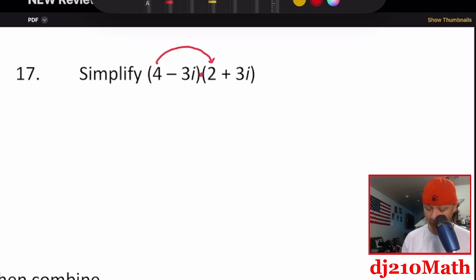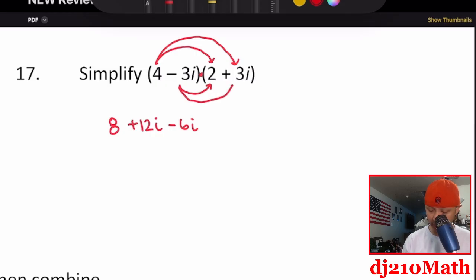First is 4 times 2. 4 times 2 is 8. Outer, again, draw the arrow, do the math. 4 times 3 is 12, but there's an i involved. Inner, draw the arrow, do the math. Negative 3 times 2, negative 6i. And then last, draw the arrow, do the math. Negative 3 times 3, negative 9, i times i, i squared.